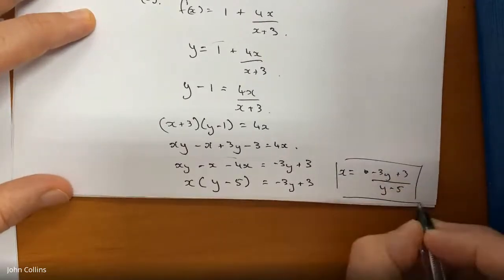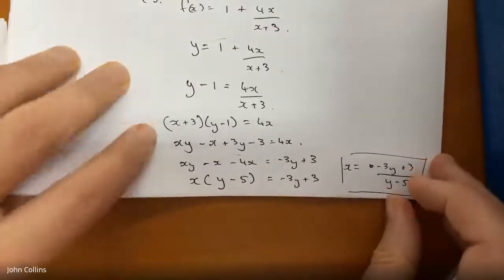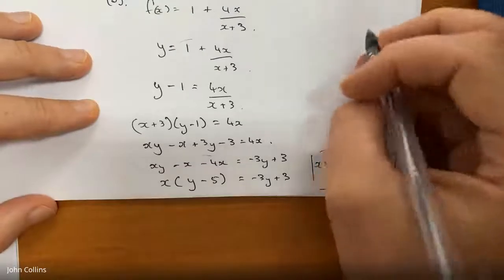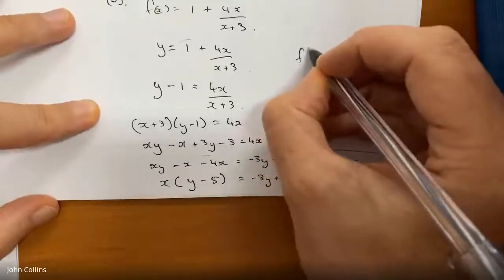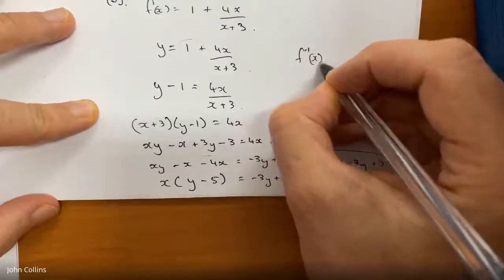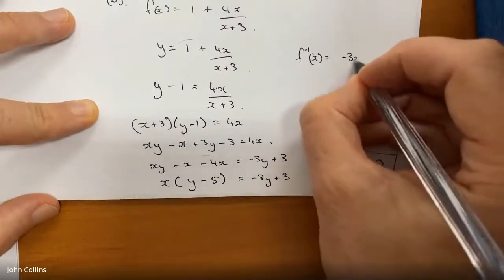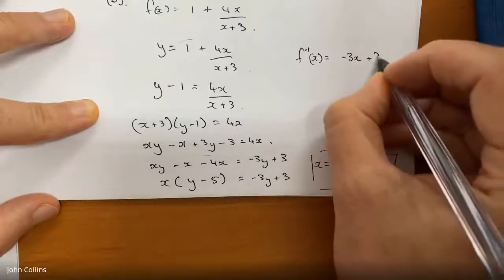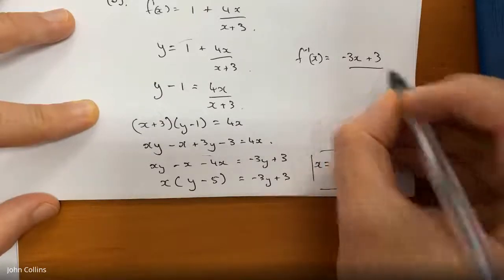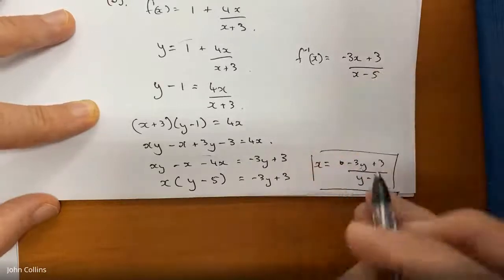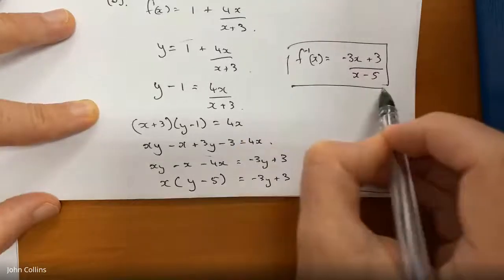Okay, and that is it. Not fully done, but we would have to rewrite it with x's and y's swapped, of course, because it's the inverse. You would write f minus 1 of x equals minus 3x plus 3, or you can write these the other way around if you want, and it's x minus 5, so just swap those letters. You could have swapped the letters at the start, so hopefully that made sense.